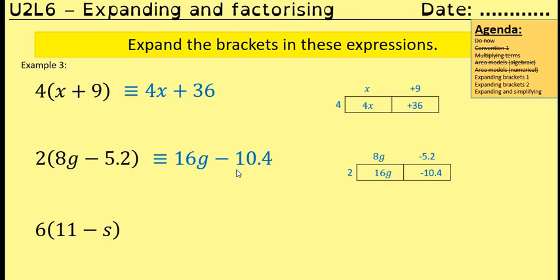And one more example for you to copy down. We're doing 6 multiplied by the bracketed expression, 11 take away s. Our area model would look like this, 6 as the height of our rectangle, and then 11 take away s as the base of the 2 rectangles next to it. When we complete the area model, we're going to get 66 and then negative 6s. And our answer will be 66 take away 6s.